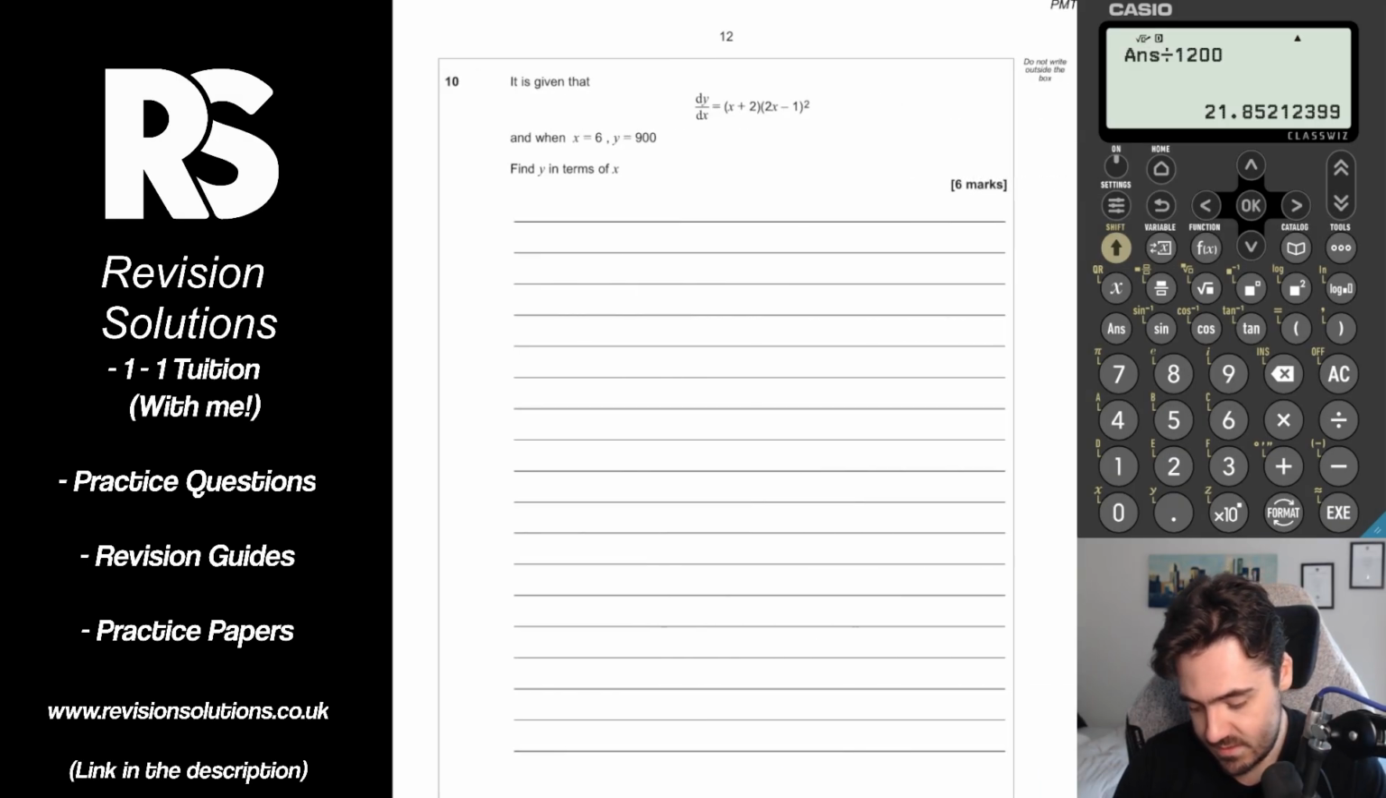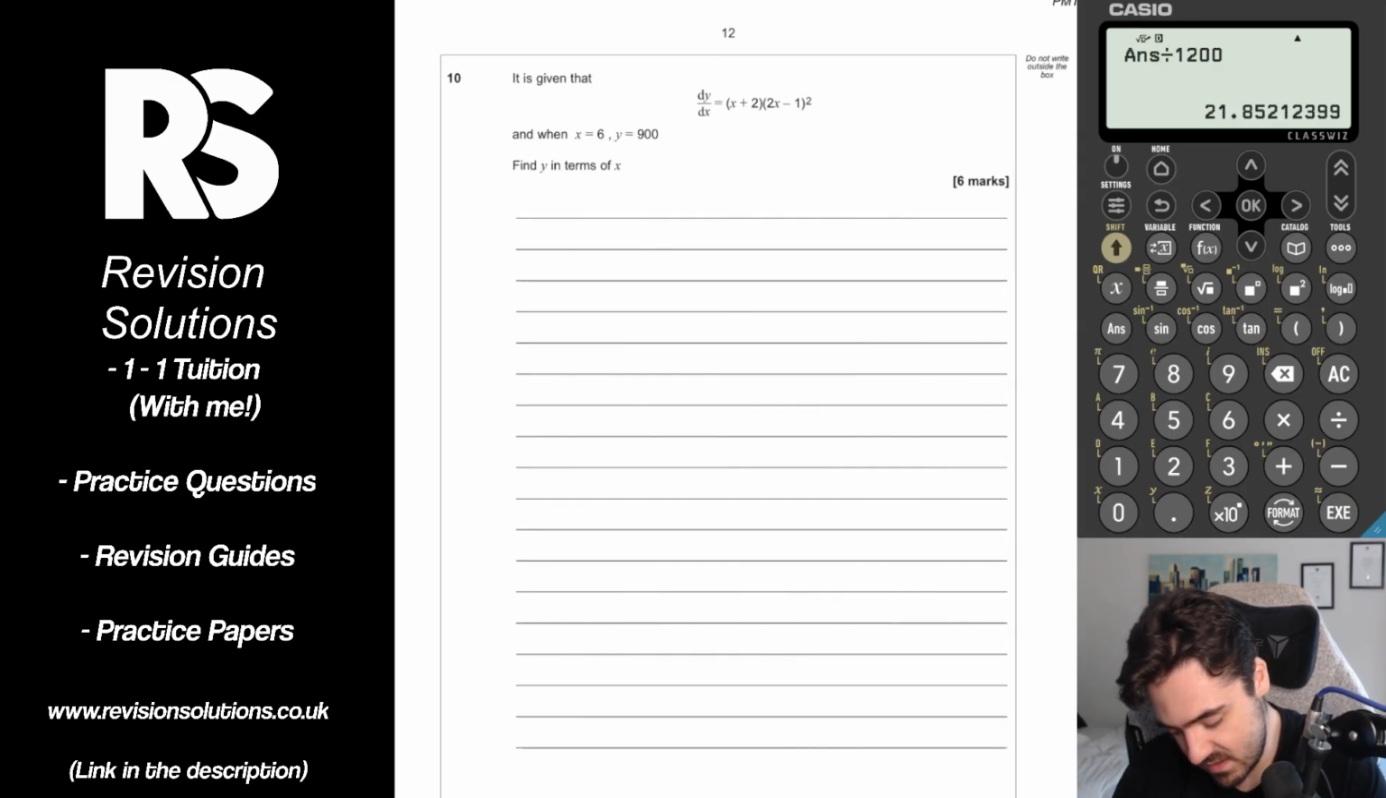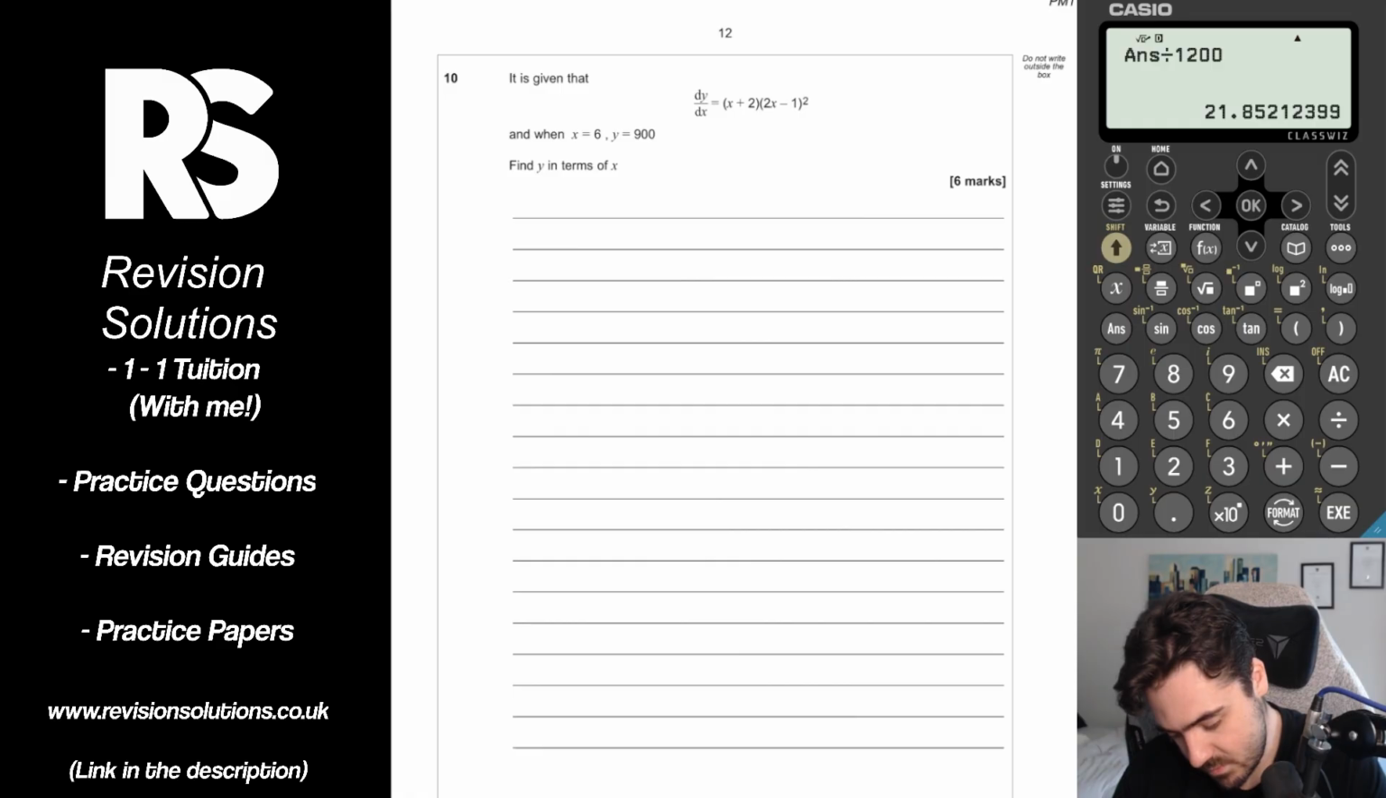Moving on to question 10. It says, it is given that dy by dx is x plus 2 times 2x minus 1 all squared. And we know a point on the original curve would have been x equals 6 when y equals 900. So can we find y in terms of x? If we want to go back to an expression for y in terms of x, we need to reverse the differentiation, i.e. integrate. So to integrate, we're going to have to expand again. So let's start by just expanding the double bracket of the 2x minus 1 squared. That would leave us with x plus 2 times 4x squared minus 4x plus 1.